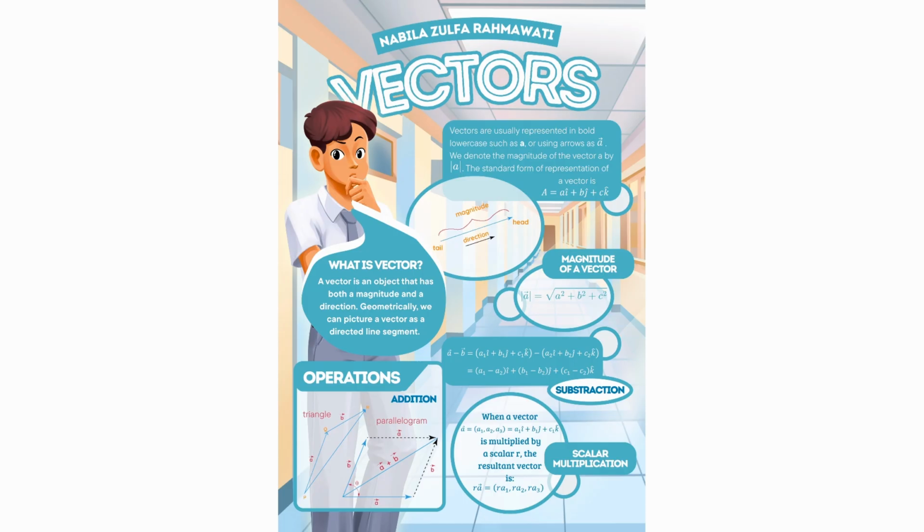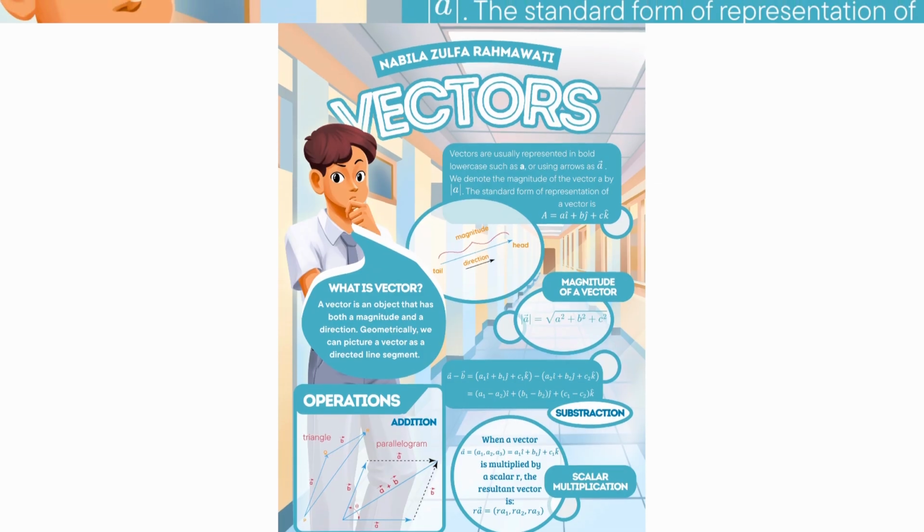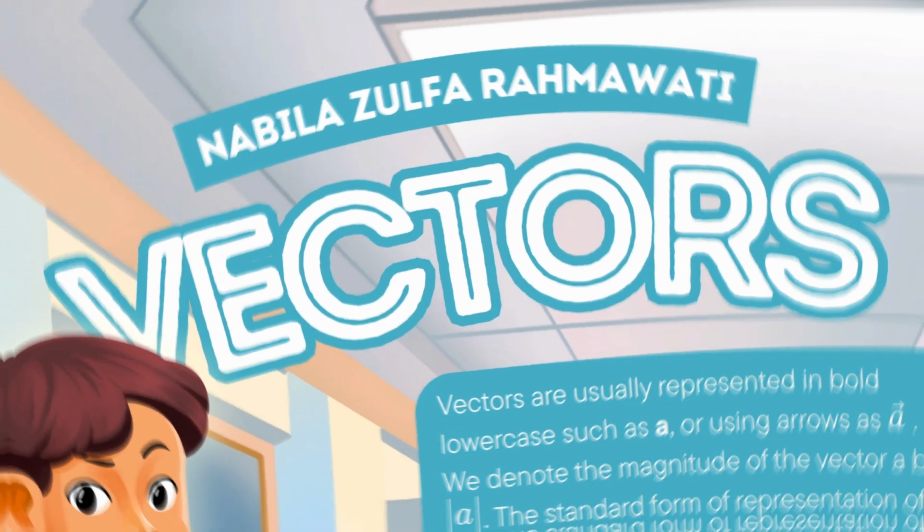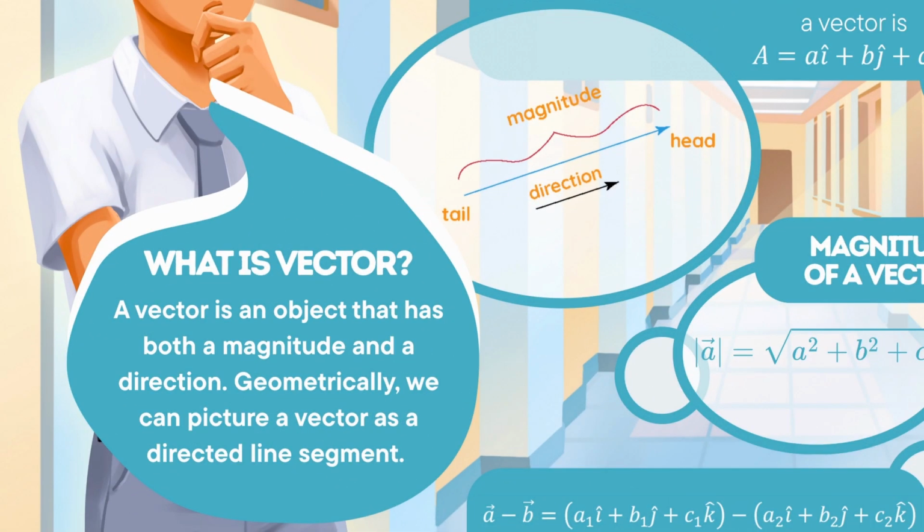In this session, I will explain the definition, representation, magnitude, and some operations of vector. First of all, let's start with the definition of a vector. A vector is an object that has both a magnitude and a direction.